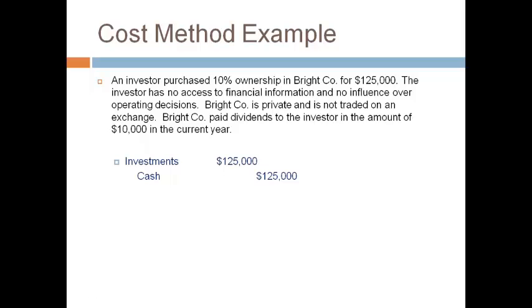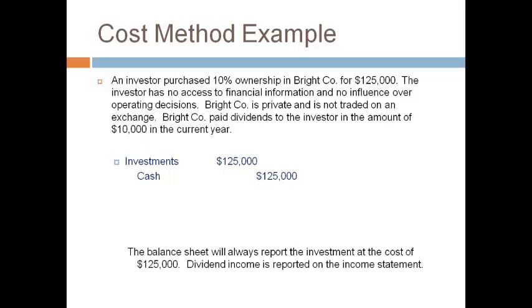The entry to record the purchase of the investment is a debit to investment and a credit to cash for the original cost. No entry is made to adjust to fair market value at the end of the year. The investment is not traded on an exchange and fair market value is not reliable. The investment will always be reported on the balance sheet at the historical cost of $125,000. Dividends received are recorded as dividend income and are reported on the income statement.